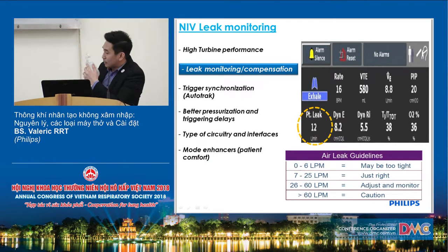So the acceptable range for the leak is this one, the table here. If it is less than 7, the mask is too tight. Okay, 7 to 25 is just right.